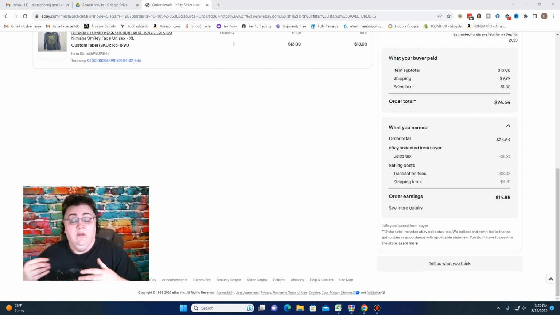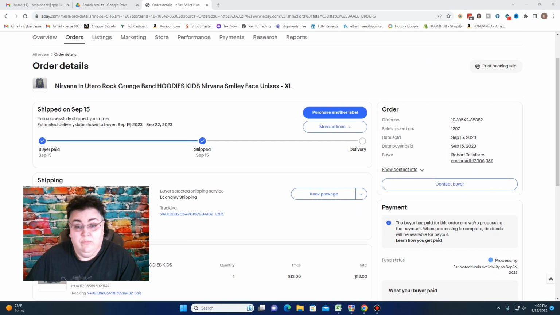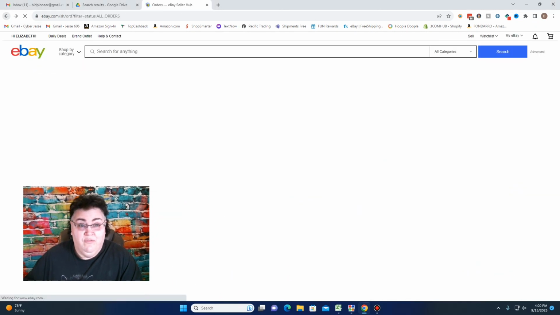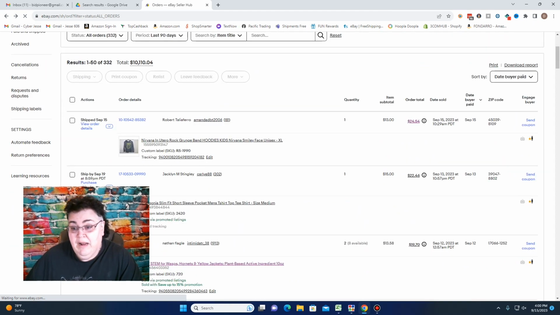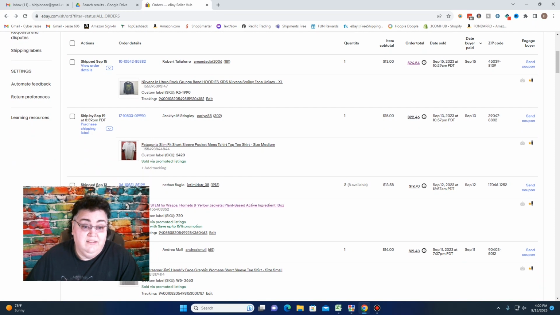And so what that means is I think I had this listed at $25.99 and I took $13 because I knew that I'd only paid $2 for it in a bale. So that was a pretty good deal. That one sold for $14.85 profit. But as you can see, eBay actually took almost $10 out for fees and shipping.